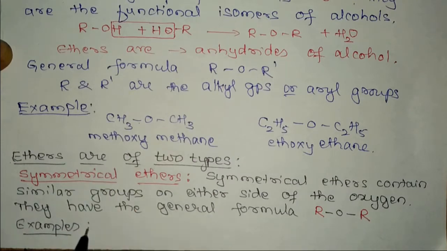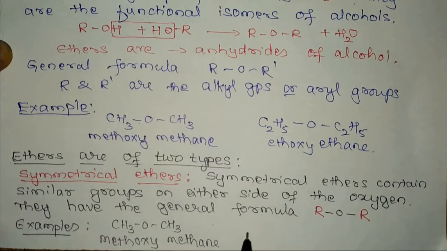Example, CH3OCH3, methoxymethane. Here the groups attached to the oxygen atom are similar. C2H5OC2H5, ethoxyethane. These are examples of symmetrical ethers.